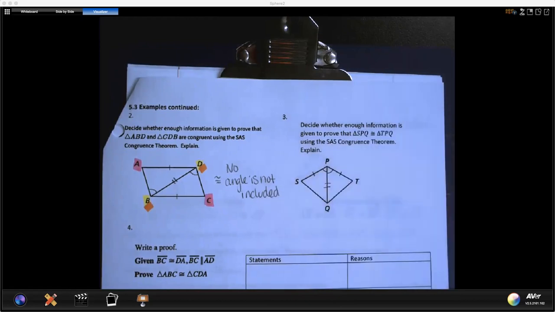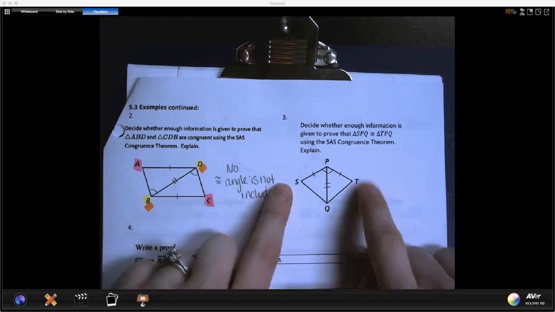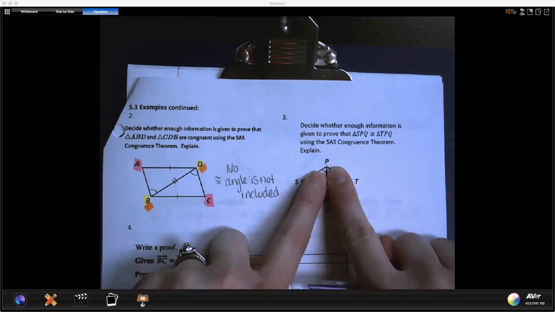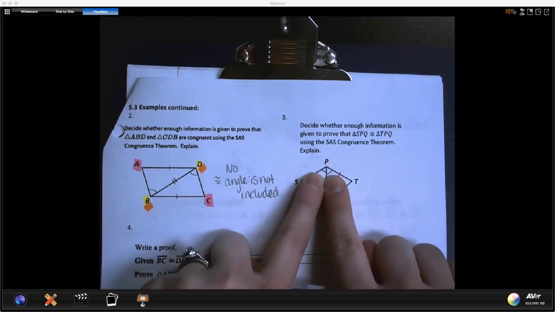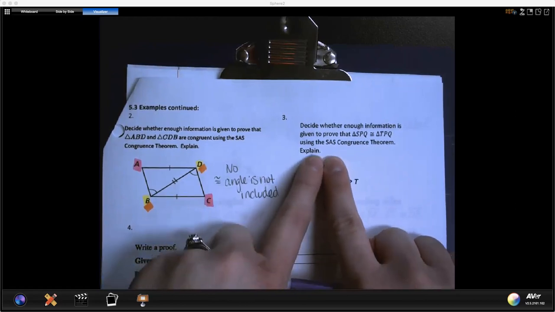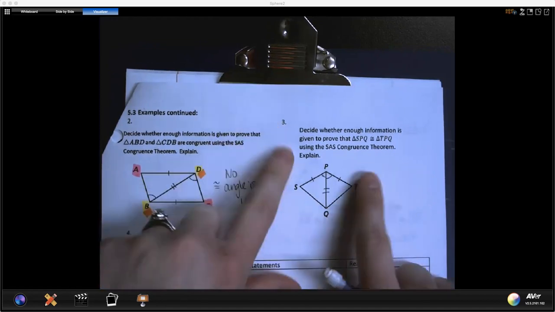Remember, anytime you have two lines on top of each other or the same line, they're congruent to itself. So with that in mind, do I have enough information to prove SAS, side, angle, side? Do I have a side, then an angle, then a side on matching parts of the triangle? Yes. So we're starting at S and T. From S or T going to P, are those sides congruent? Yes. Then do we have a matching angle at P? Yes. Then do we have from P to Q congruent? Yes. So we have side, angle, side.